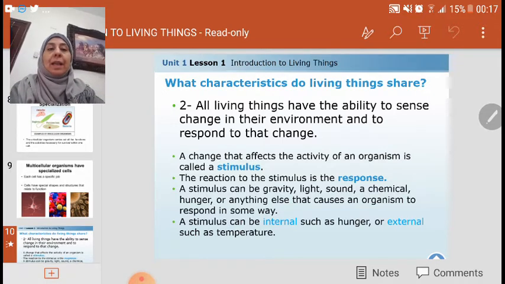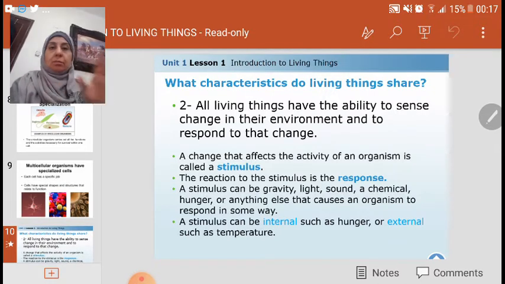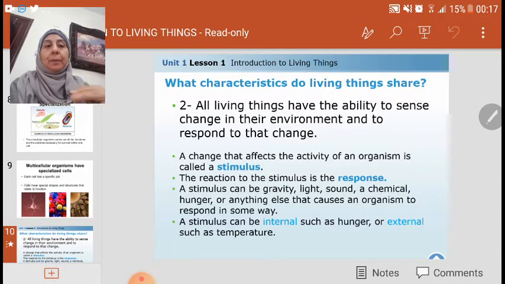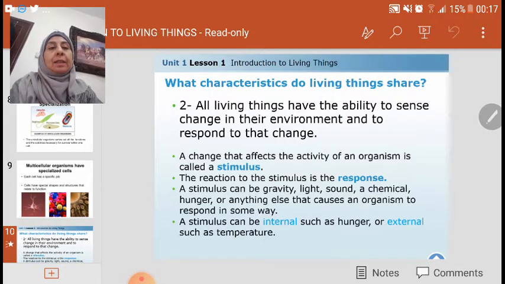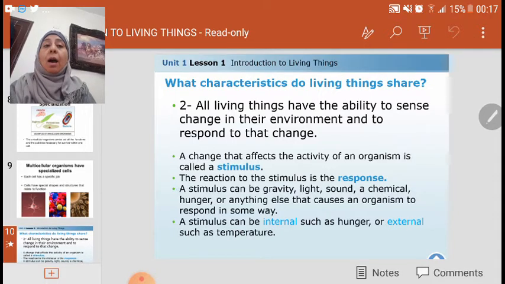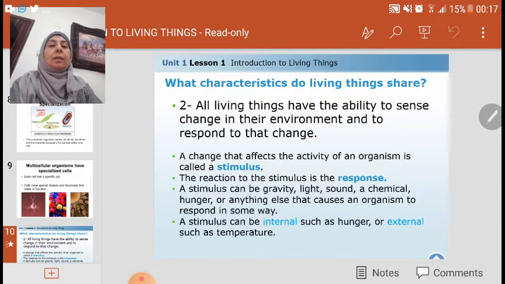So, a stimulus can be gravity, light, sound, chemical, or temperature. All of these are outside the body of the organism, so these are external stimuli. While there are some other internal stimuli, such as hunger or having a fever. These are internal stimuli, meaning from inside the body.